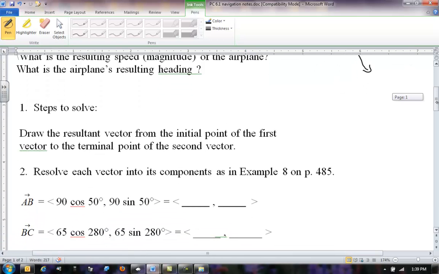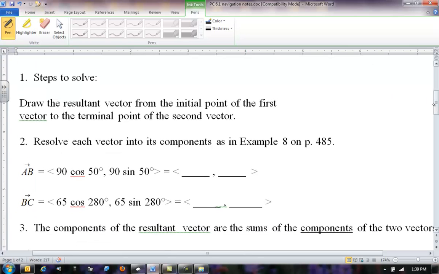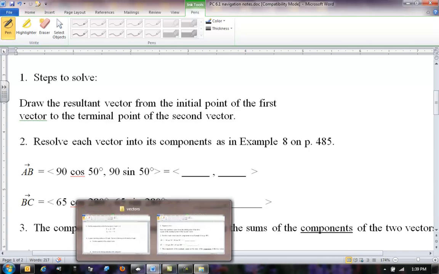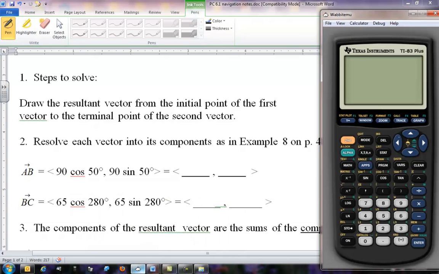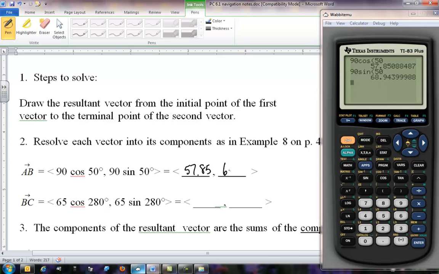Resolve each vector into its components. So what does that mean? Get your coordinates. You always need your coordinates first. So let's pull up my calculator again. We've done this kind of thing before. We're still in degree mode, so I'll clear up the screen. So it's 90 cosine of 50, 57.85. 90 sine of 50, 68.94. That's the first one.